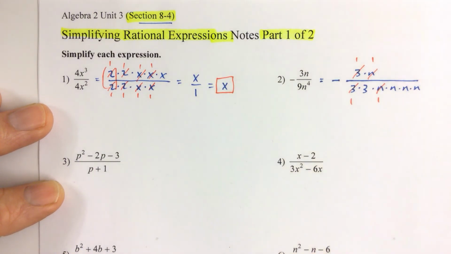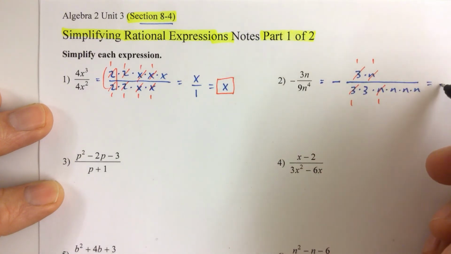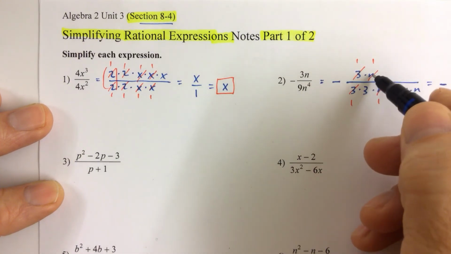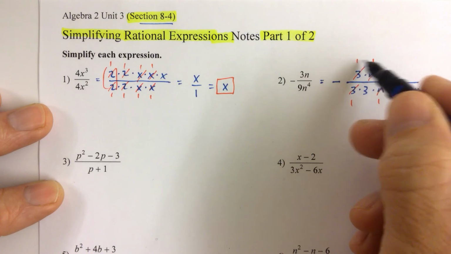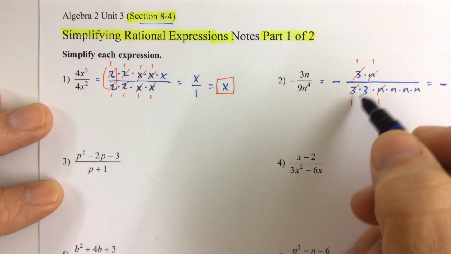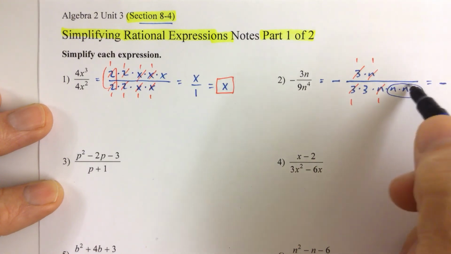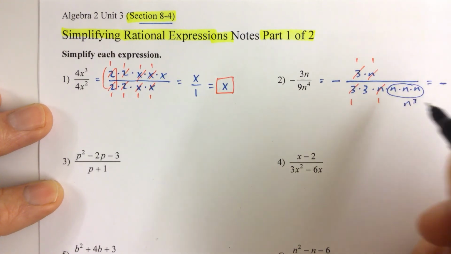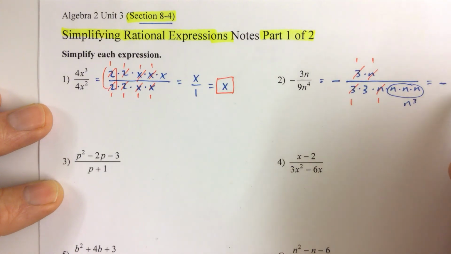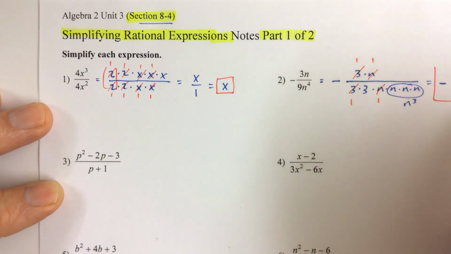So if you multiply every single factor in the numerator, don't forget about the minus sign, when you multiply every single factor in the numerator that's left over, what's left over is a 1 times a 1, so we have a 1 up on top. And then we have 1 times 3 times 1 times n times n times n. Well, remember, n times n times n, that's n cubed, so if that's still remaining, we want to write it in the most succinct way. So we have negative 1 over 3n to the 3rd power. So that's how you do number 2.